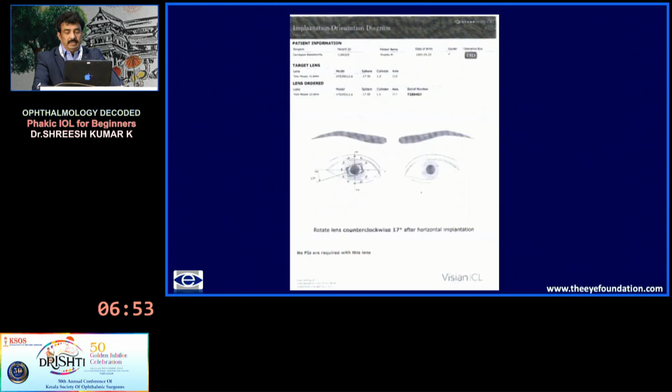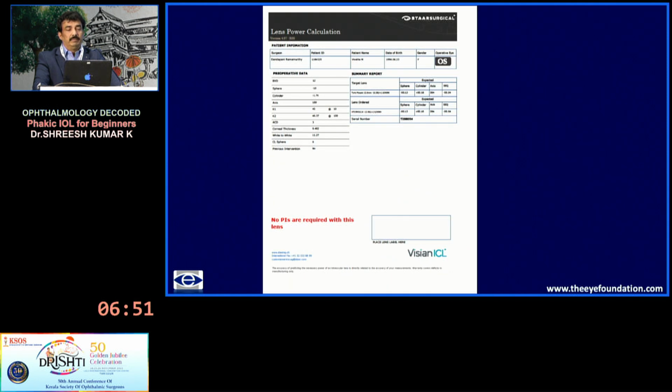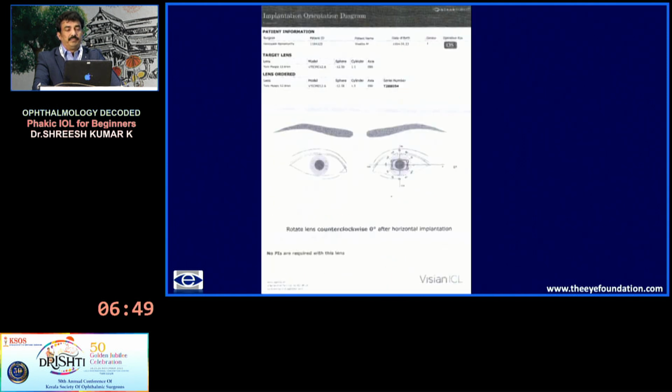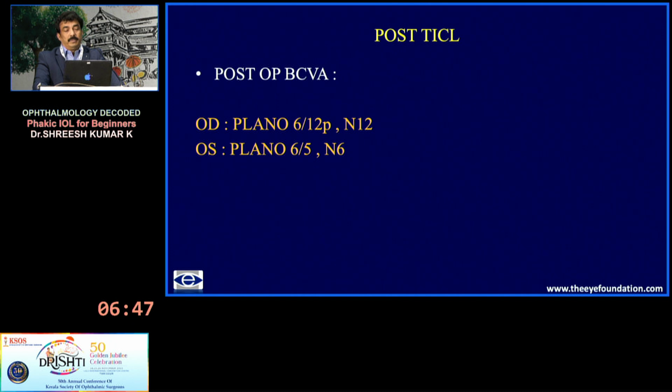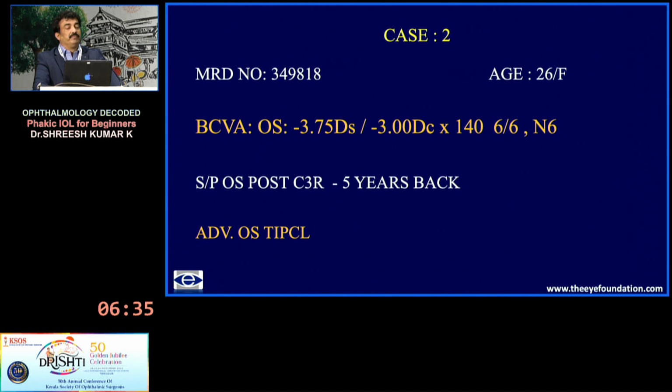And this is the toric ICL implantation, toric. Post-operatively, the patient has improved to 6/12 in the right eye and 6/5 in the left eye. So there is actually half a line improvement in the right eye and 1 line improvement in the left eye.